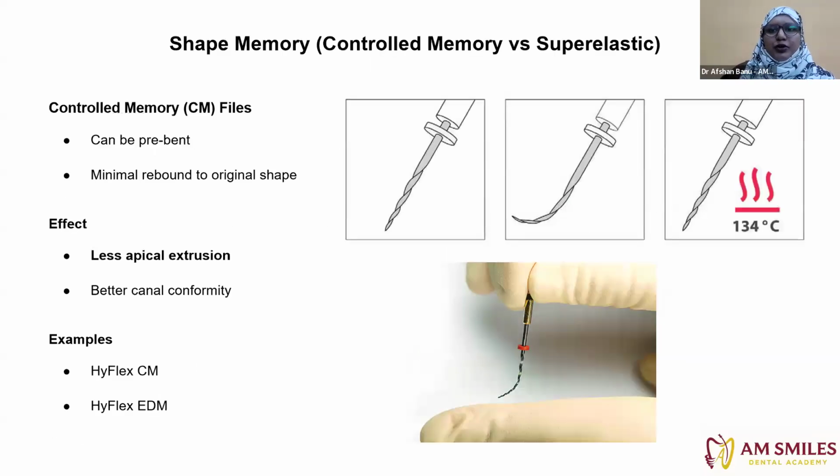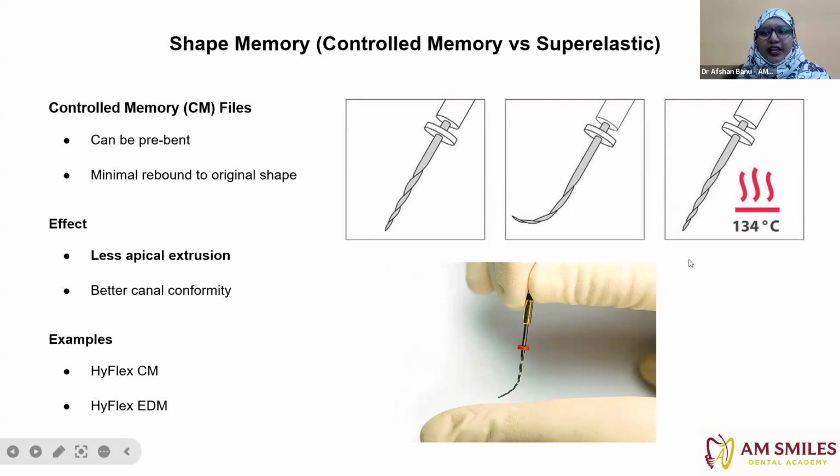When it comes to control memory versus shape memory, as I told you in the previous slide about flexibility, control memory files are going to be more flexible, because when you bend them, they are going to stay in the same shape.